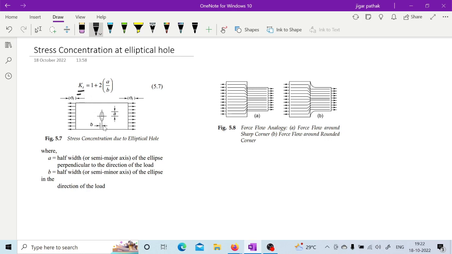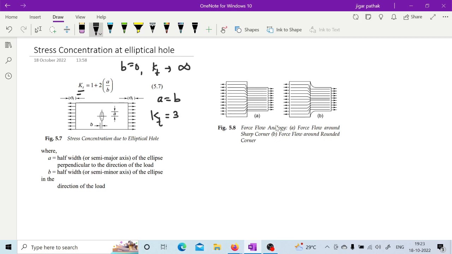If you see in this figure, if b is equal to 0, then this kt will almost tend to infinity, because it is a crack, and whenever a crack is there, stress concentration will be very high, right? Similarly, if it is a circle in place of this ellipse, then a will be equal to b. So in that case, kt can be calculated as 1 plus 2, that is 3, right? So this is how you have stress concentration.